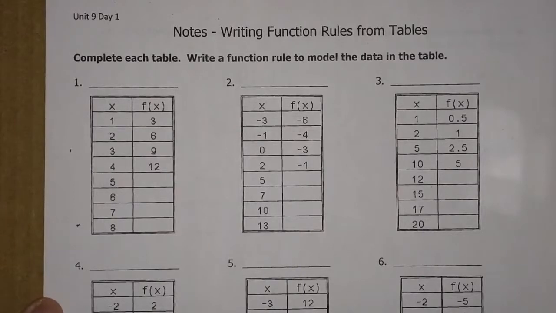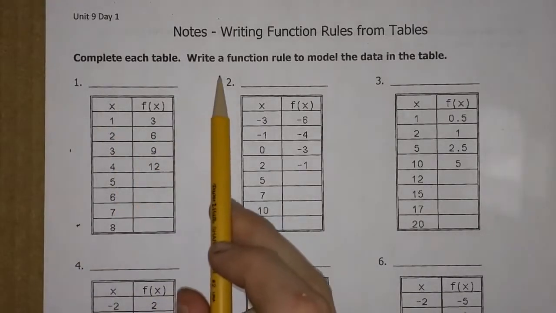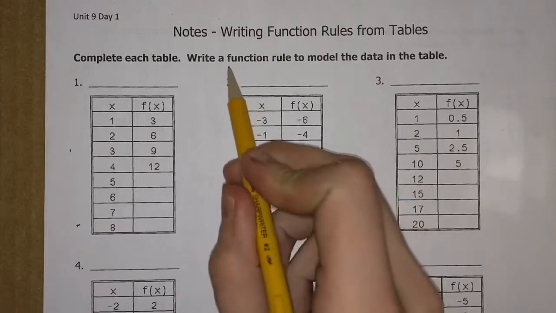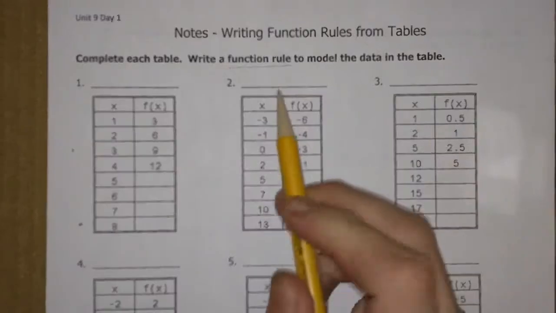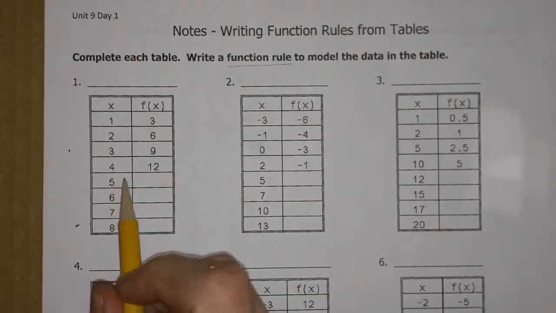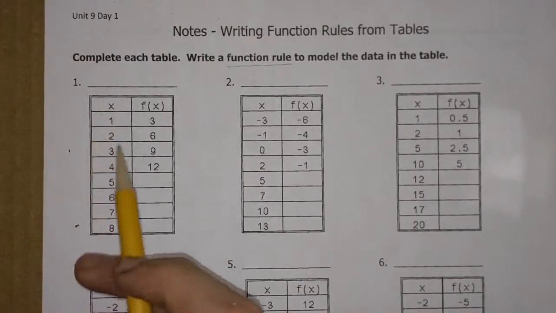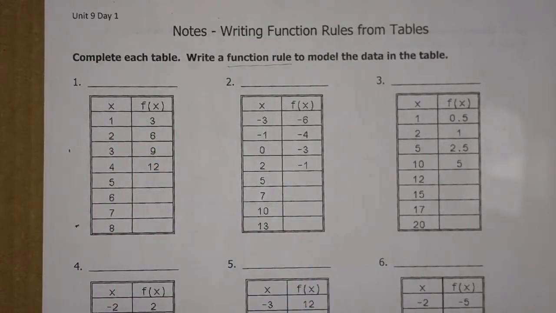Okay, so the way I'm going to try to go about this to begin with is just like I'm solving a puzzle, because that's really all math is, solving puzzles. So I need to complete each one of these tables and write a function rule to model the data in the table. So really, I'm trying to come up with a pattern. What can I do to the x's to produce the f of x's?